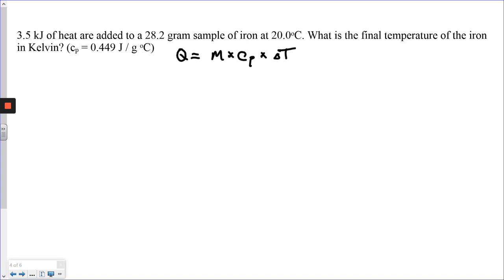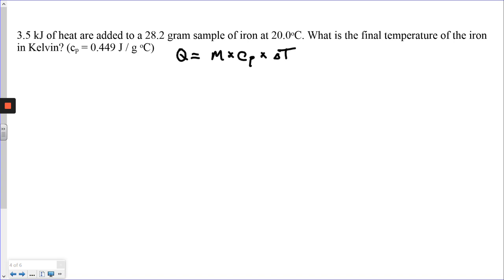So this is asking us what is the final temperature. This one is slightly different, where it wants to know what is the final temperature of the iron. Now notice in our formula there's nothing here for final temperature, but we do have delta T, which is our change in temperature. So if we were to solve for our change in temperature, and we want to know how much the temperature changed, we can see that we started at 20 degrees Celsius, and we'll see how much our temperature changes so we can figure out what our final temperature is.